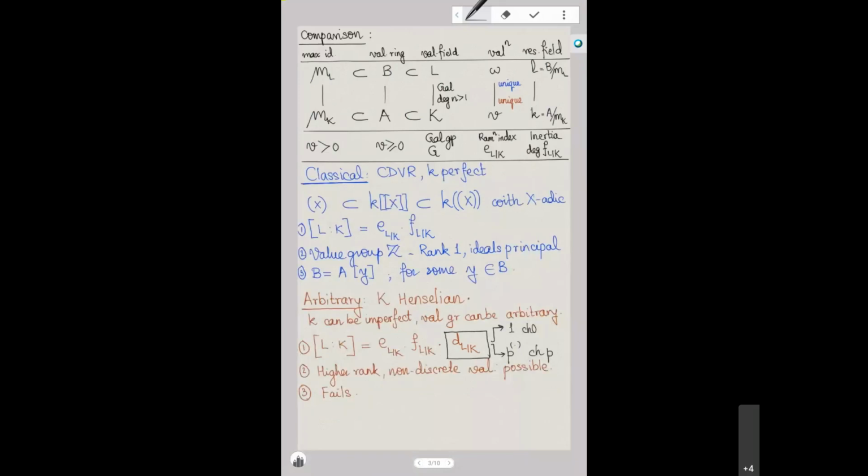All right, so here I made a chart with the notation. We are going to consider valued fields K with valuation V. Valuation ring A sits inside K. These are all the elements with non-negative valuation. There's a unique maximal ideal consisting of all the elements with strictly positive valuation.